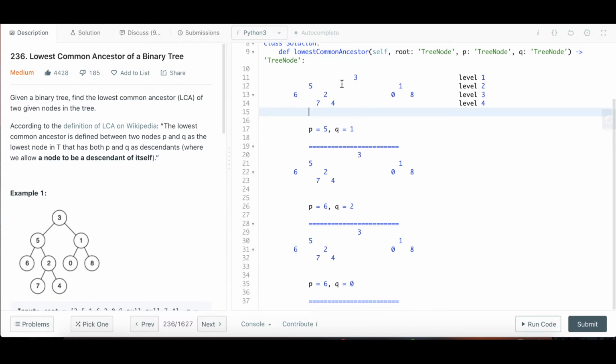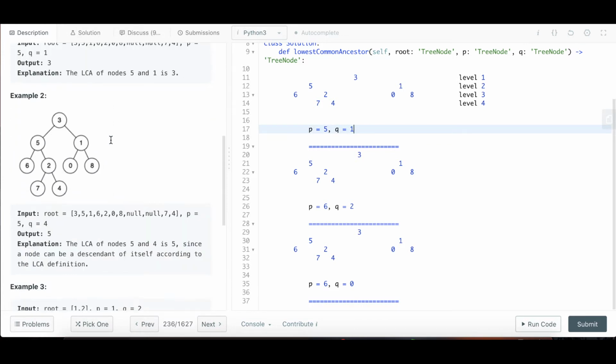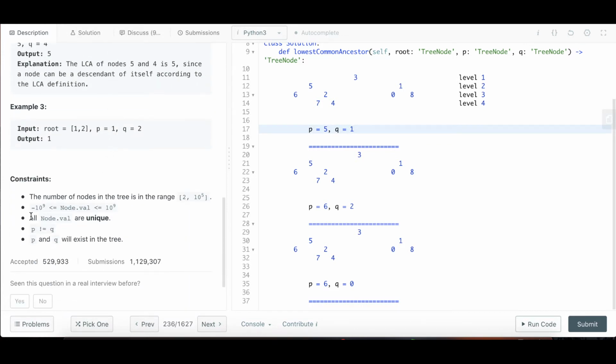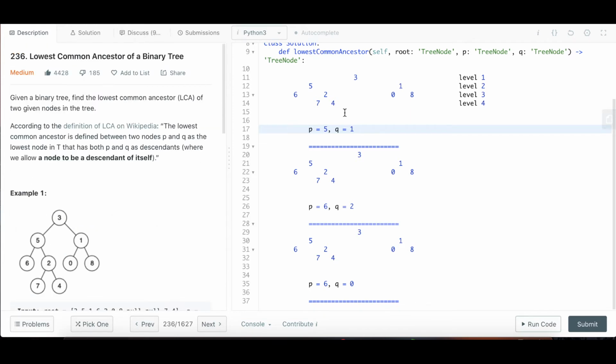For example, in this case, we go to the left subtree, find 5, and we go to the right subtree, find 1. And then because the lowest common ancestor of these two would be 3, we return 3 as the result. Note that based on the problem description, all the nodes have unique values, so you don't have repetition. They are defined as nodes, they are not just values. Keep that in mind.